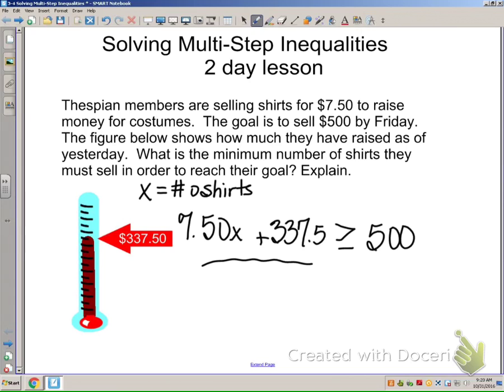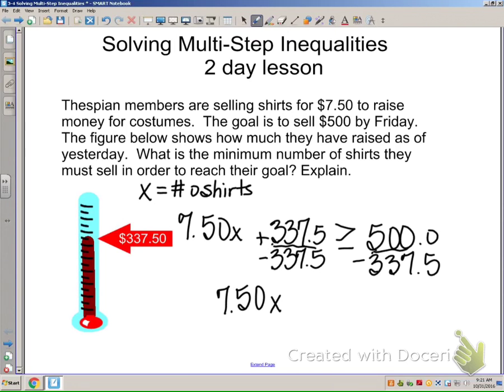So the first thing I do is look and see, are there any like terms I can combine? Well, I've got this 337.50 and 500. Neither one has a variable. So I know that I want to get them together on the other side of the equal sign. The way to get rid of 337.50 is to subtract it. The subtraction property of equality tells me, whatever I do to one side, I must also do to the other. So I've got $7.50 times the number of shirts. 500 minus 337.50 would be for sure 50 cents.